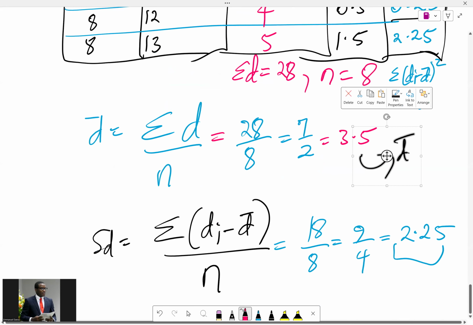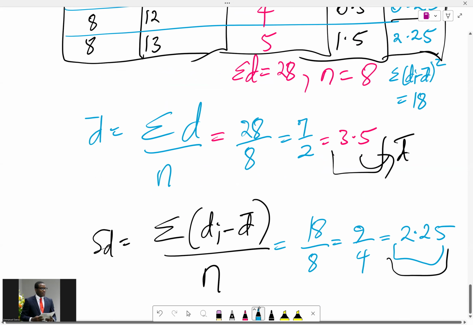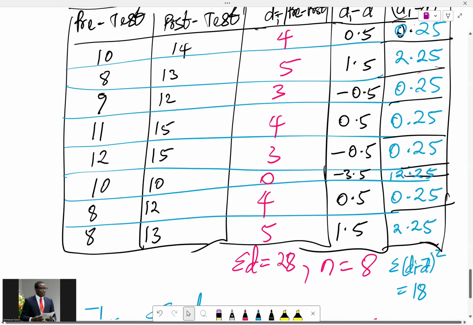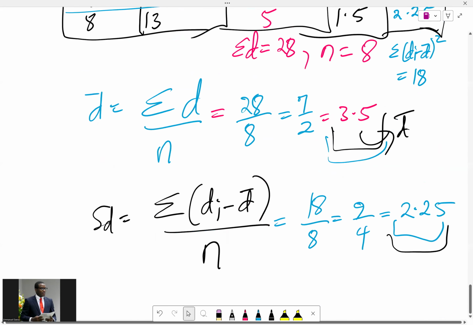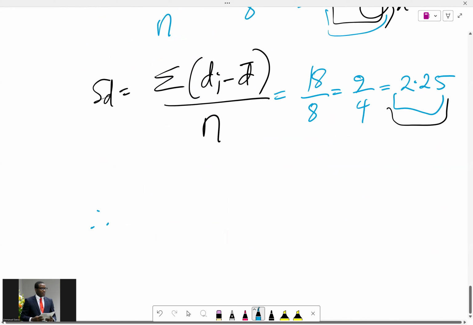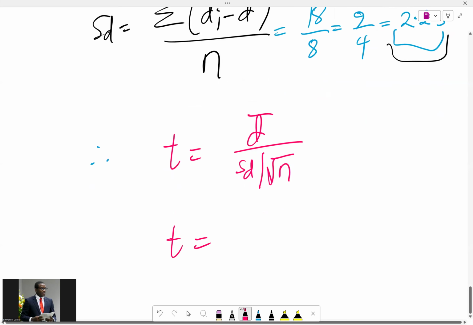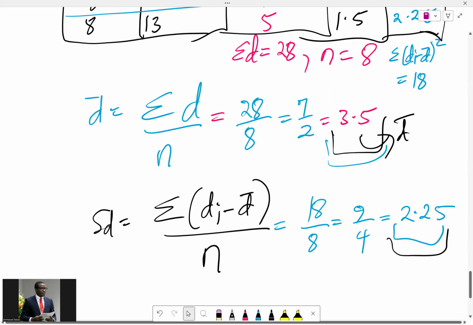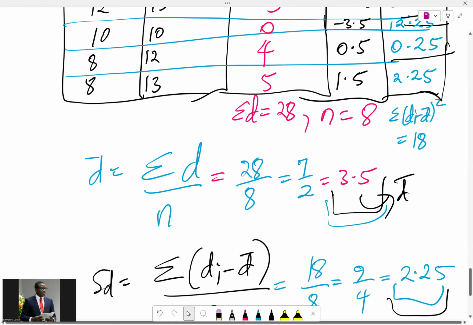We have all we need. We have this and we have this. So we have everything we need, so we can get the t statistic already. So we can say therefore t is d bar over sd divided by square root of n. Okay, this is actually squared, right? But I mean we did the right thing already.